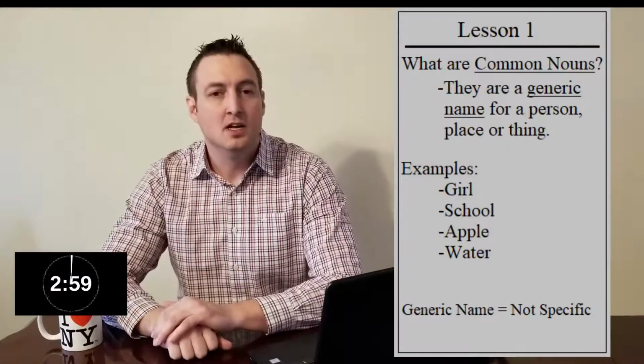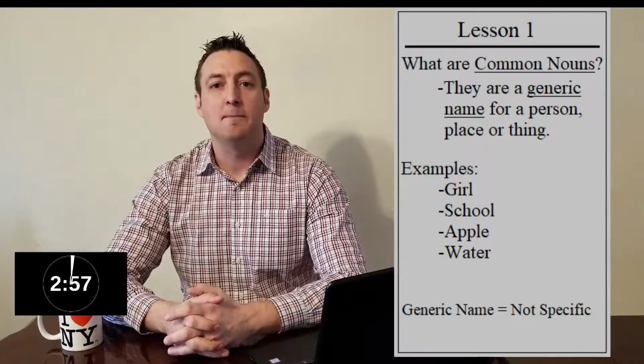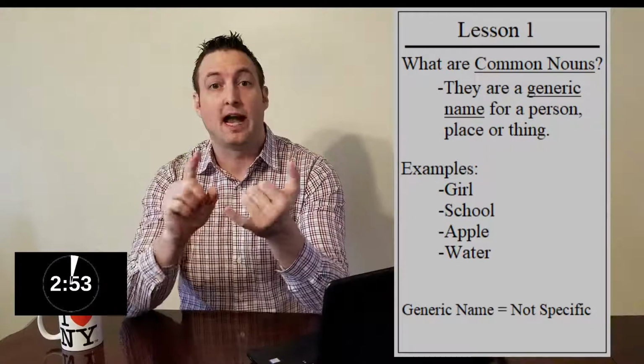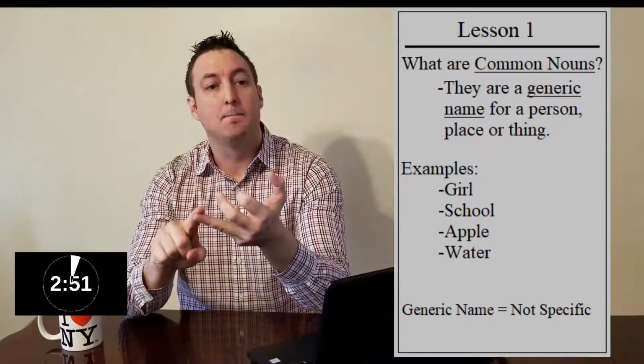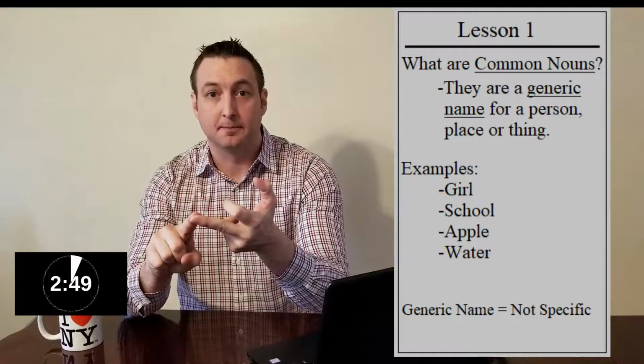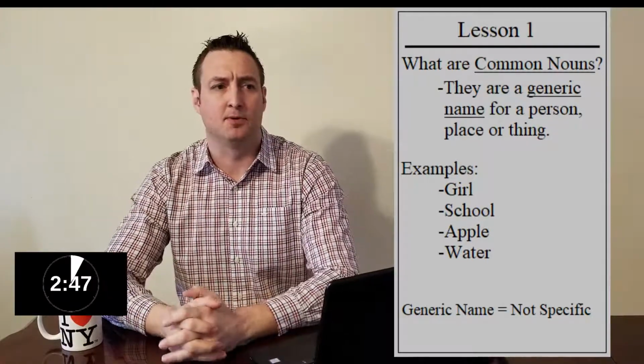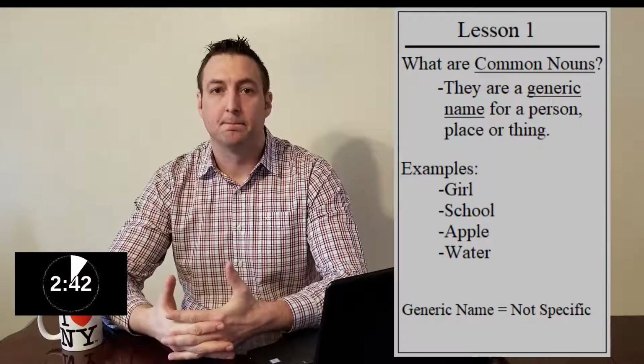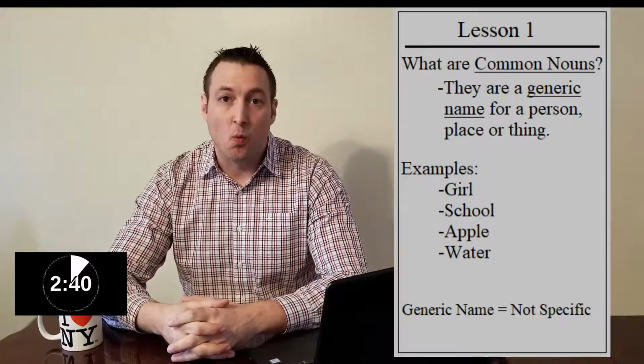So, let's go ahead and jump right in and start our first ever 3-minute lesson by starting our timer. So, what are common nouns? They are a generic name for a person, a place, or a thing. So a few examples of common nouns are girl, school, apple, and water.